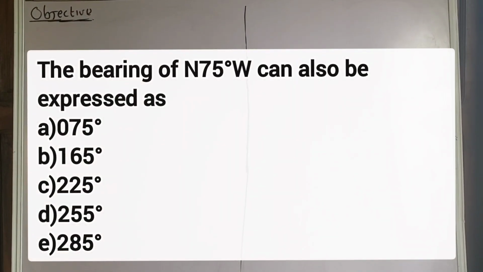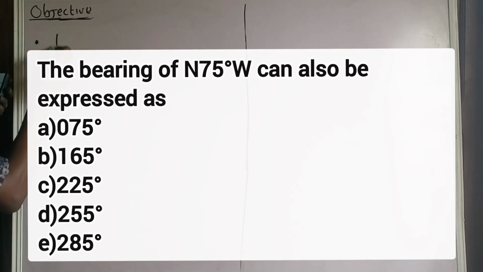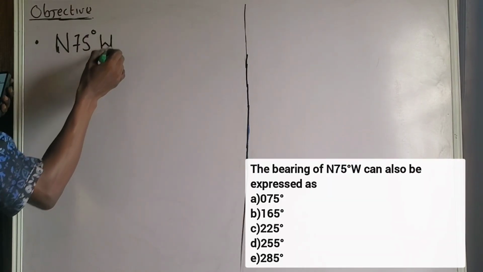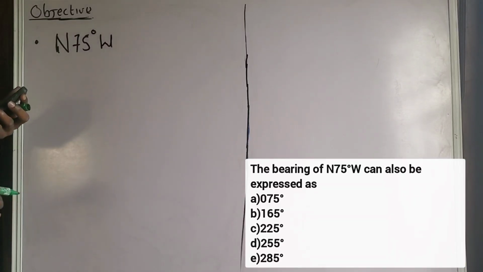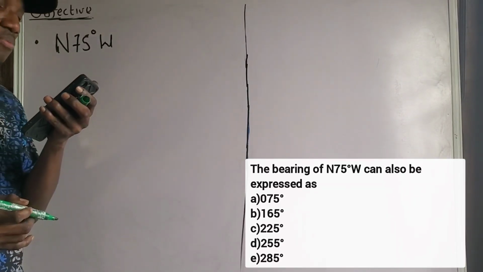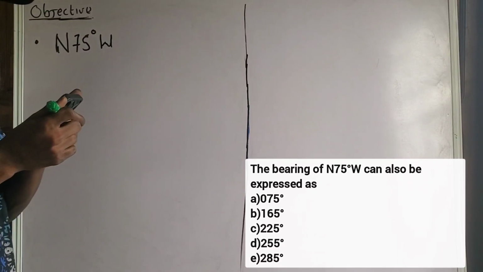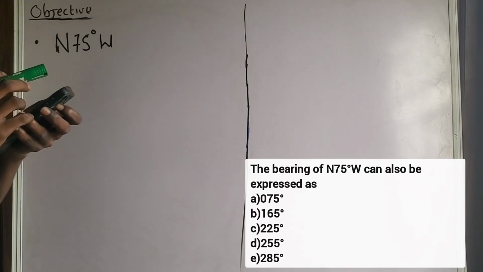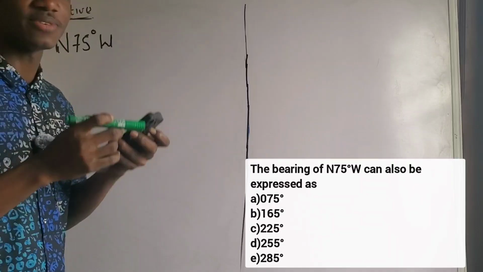The bearing of north 75 degrees west can also be expressed as dash. Okay. North 75 degree west can also be expressed as dash. A 075 degree, B 165 degree, C 225 degree, D 255 degree, E 285 degree.